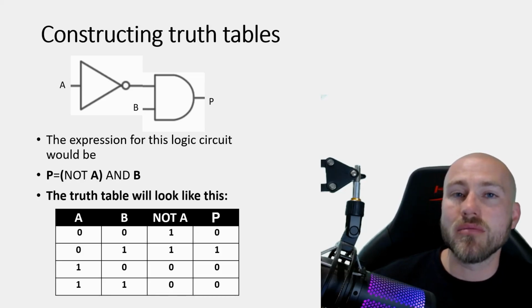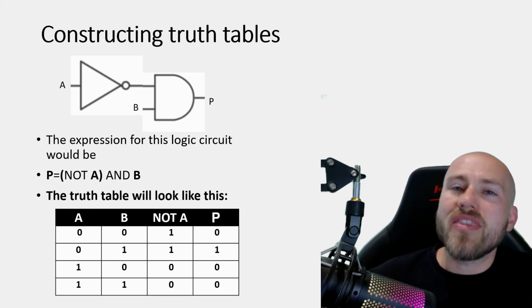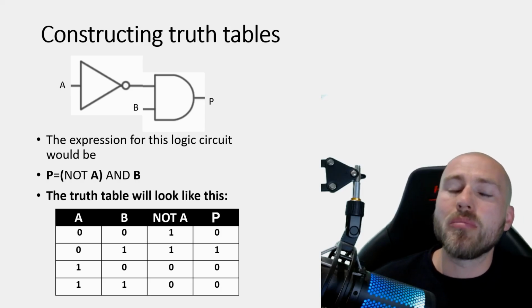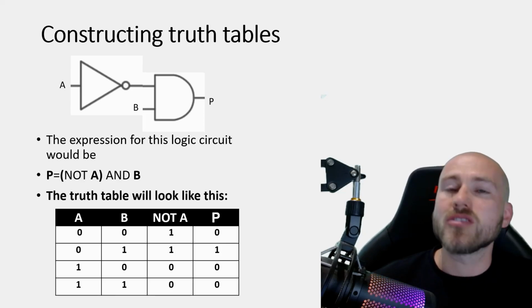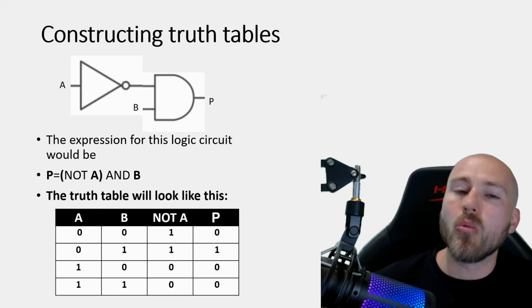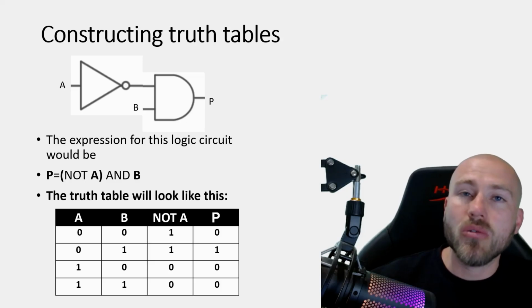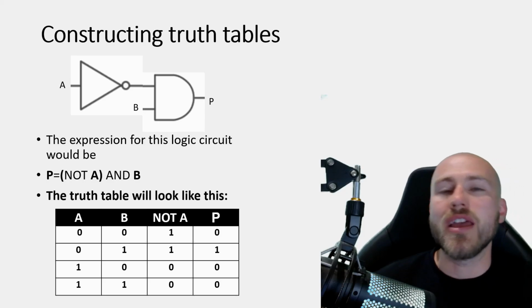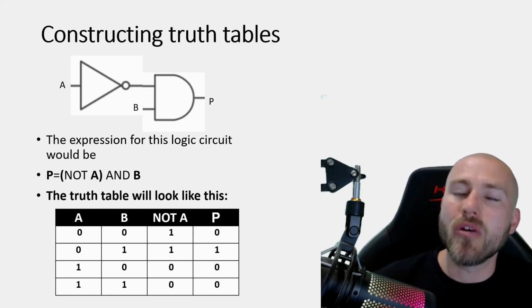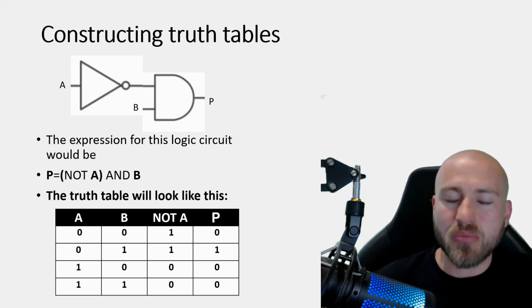We fill in column not A based on what is going into the input A, but then that will have to feed into the rules of the AND gate. So output P, at that point you would just follow the rules of the AND gate. So only if all inputs are a 1, the output will be a 1. So you can see our second row is the only time there will be an output of 1. And that's because both inputs going into the AND gate were a 1, which follows our rules for the AND gate, meaning that column P will be a 1.